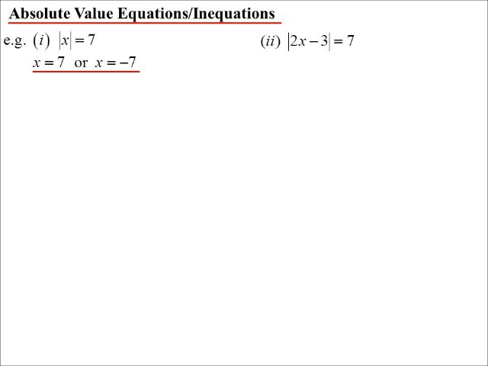But when we look at equations and we start getting a bit more involved, we actually go back to that definition and write it that way. It's either the positive or the negative. So in this case, I say, well, the 2x minus 3 could be positive, so 2x minus 3 is 7, or the 2x minus 3 could be negative, rather than saying 2x minus 3 is either 7 or negative 7.